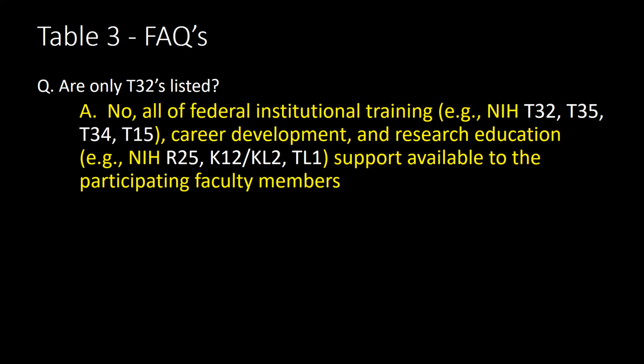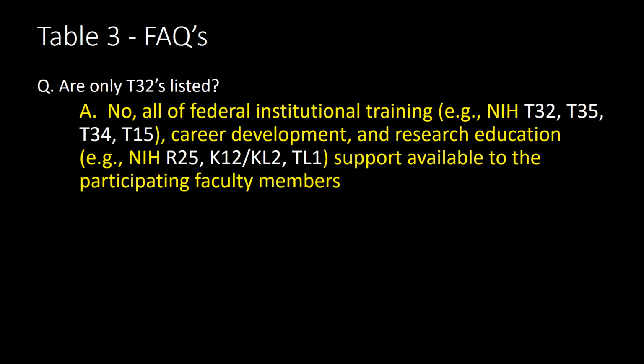So this question comes up a lot. Are only T32s listed in Table 3? No. We have other institutional training programs that they want to see, like the short-term training programs, the summer programs, the T15. They also like to look at our R25s, our K12s, our TL1. So all of these mechanisms need to be listed, and those are all on my spreadsheet. But those should all be listed.